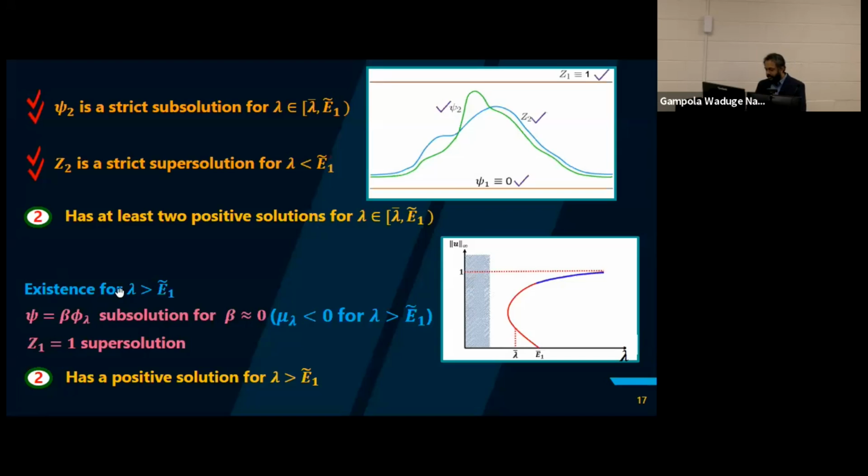Now to get the existence for lambda bigger than E1 tilde, I'm going to try psi to be beta times phi lambda. Phi lambda is the same eigenfunction that I used in the previous part. Now using the fact that mu lambda is less than zero when lambda is bigger than E1 tilde, we can show that this is going to be a sub-solution this time if you choose your beta small enough. And also notice that C1 equal to 1 is a global super solution. So that means we have a solution between this sub-solution and the super solution. So we have the existence for lambda bigger than E1 tilde.